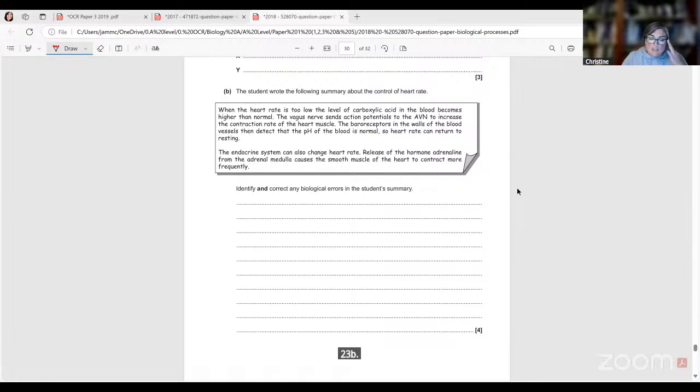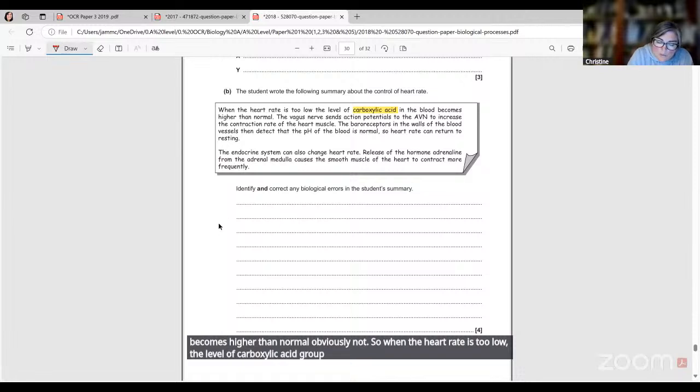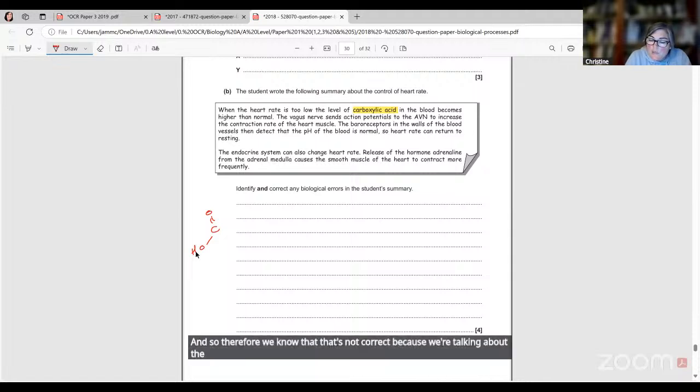23B. Okay, so let's have a look at what it says. When the heart rate is too low, the level of carboxylic acid group in the blood becomes higher than normal. Well, obviously not. We know that's not correct, because we're talking about the levels in the blood becoming higher than normal. We're looking at that being the carbon dioxide levels becoming higher than normal.